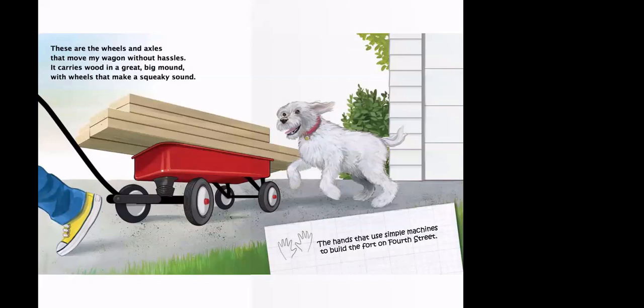So the wheels on our wagon are made up of wheels and axles. Again, they put some heavy wood that it would be hard for us to carry, right? But when they put it on the wagon, with a little bit of effort, they can pull that wagon and the wheels do the work for you.